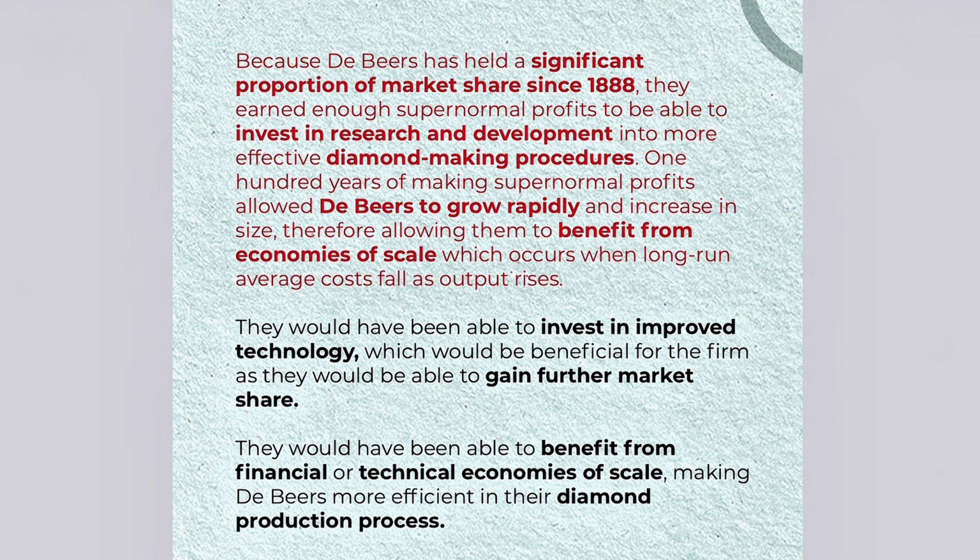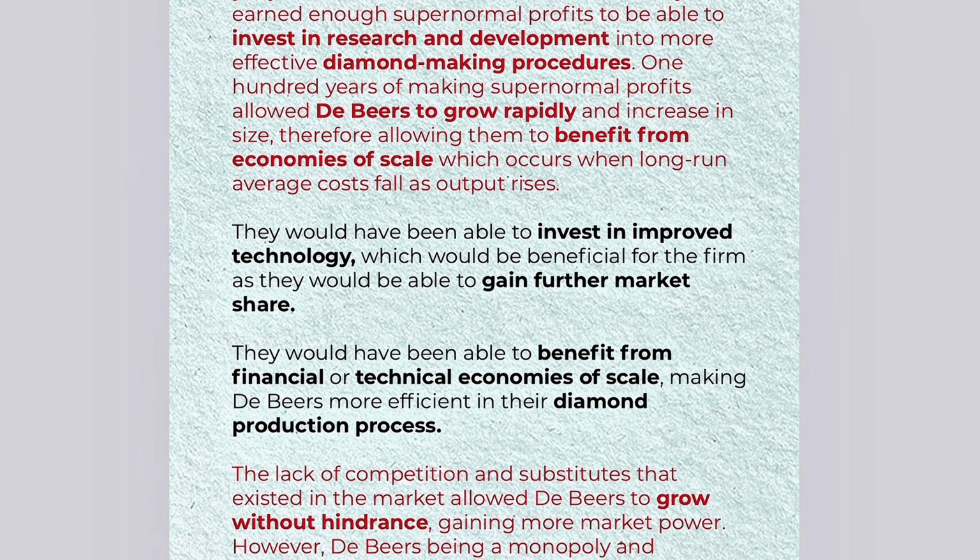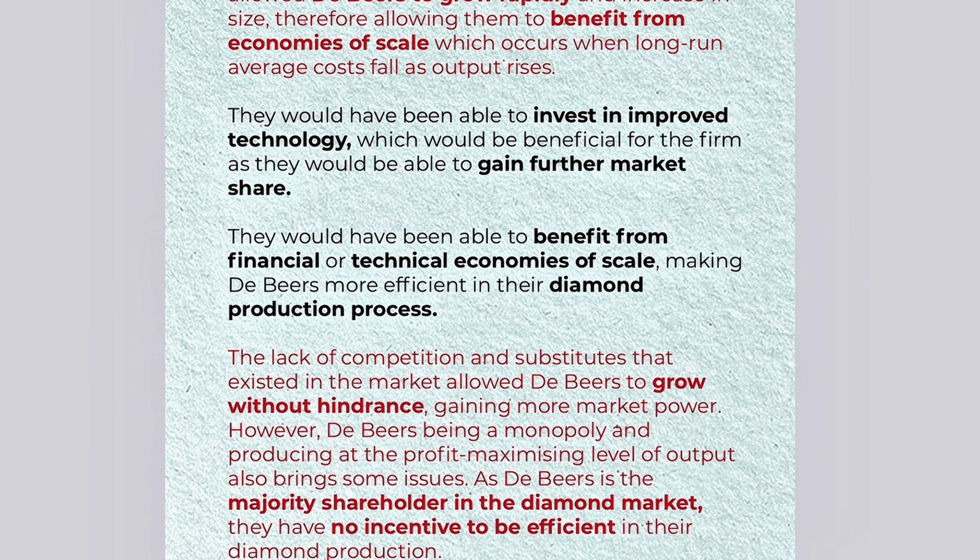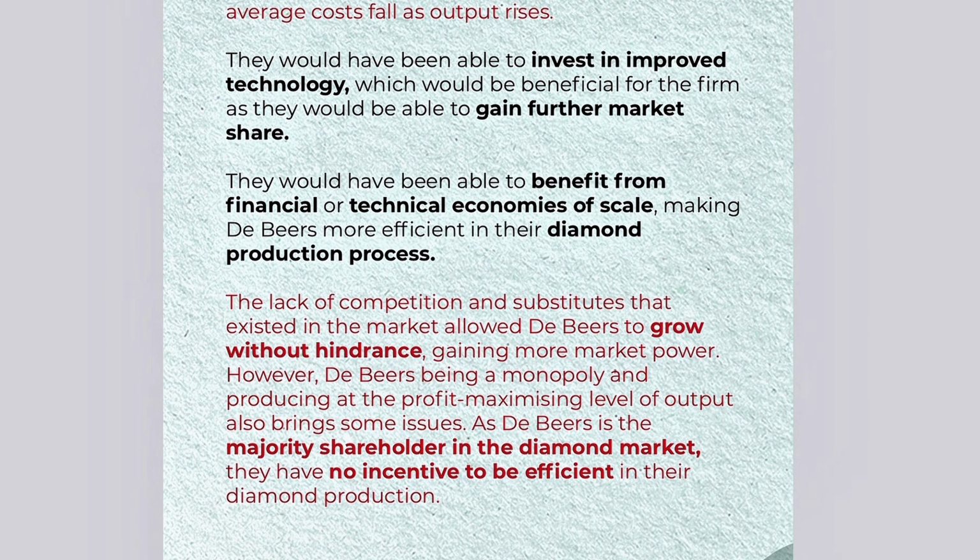We have the real-world example in the red here, and the candidate has identified a second impact of a monopoly, which is that they benefit from economies of scale. Then they further explained this and said that they invest in improved technology, which will gain them further market share. And they're also able to benefit from financial or technical economies of scale, making De Beers more efficient in their diamond production process.